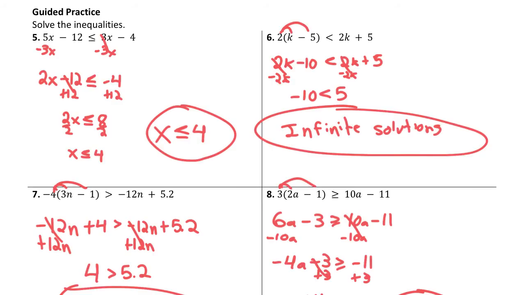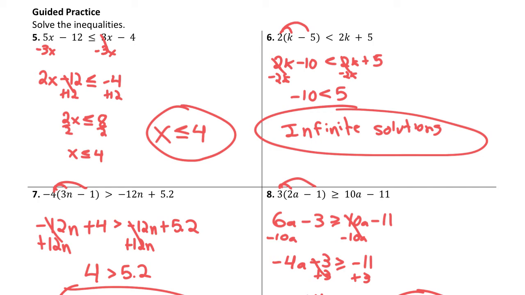Okay, so for these inequalities, I just asked you to solve. So if you graphed them, great, but if you didn't graph them, that's okay, all right? So in number 5, I moved 3x to the other side by subtracting 3x from both sides. I got 2x minus 12 is less than or equal to negative 4. Add 12 to both sides, I got 2x is less than or equal to 8. X is less than or equal to 4. So I would just leave it as is, right?